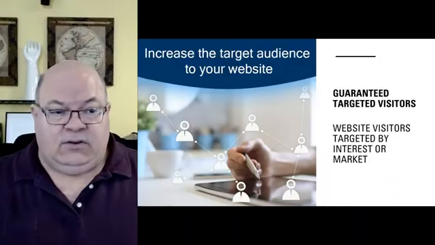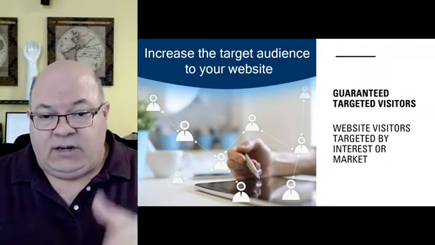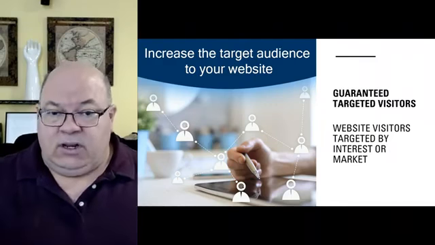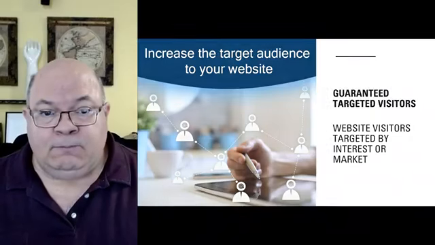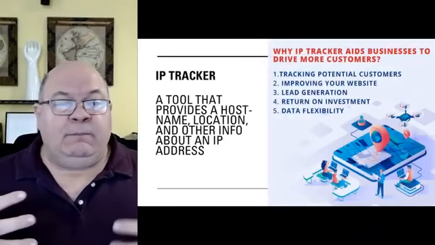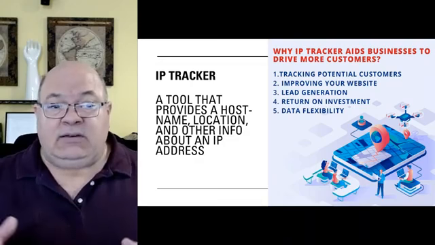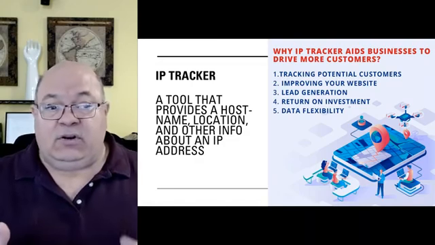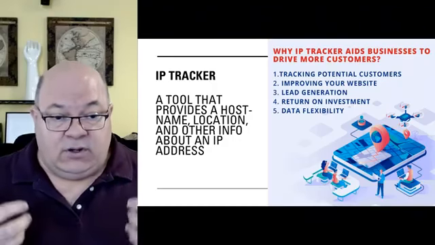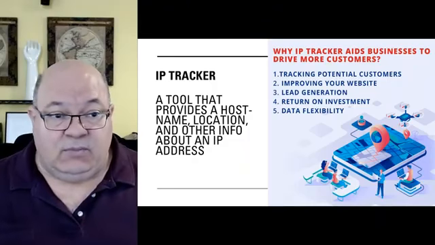Guaranteed targeted visitors. This means targeted visitors bringing people who are interested in whatever you're selling to your website or your market. It's going to increase that for your website. You get an IP tracker tool. Now this one here is something that's out there right now that all the AIs are working on. It tracks your potential customers, improves your website, gives you better lead generation, and your return on investment increases, and the data that comes in is flexible. You can do many different things with it.